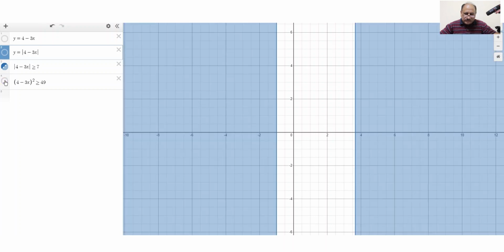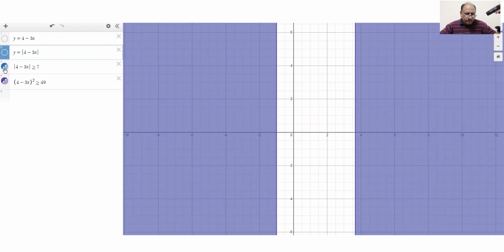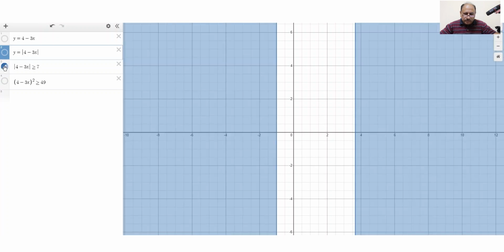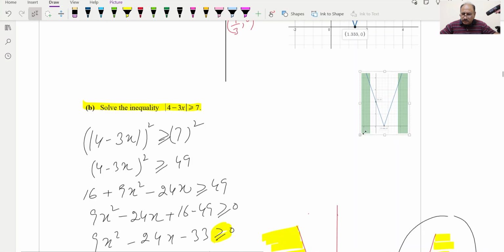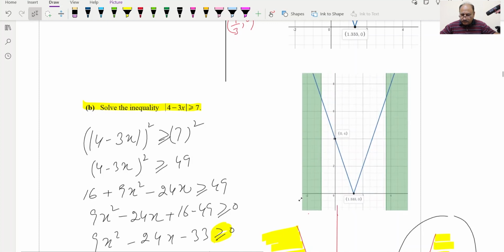This one is the same area covered by this. If I deactivate this mod portion, this will be the lower portion which is the square one, and if we activate the mod portion, this is the same area being shaded by this one. So these two equations result in the same area, which I have shown over here as well. You can see this is the same shading. This part will be x less than or equal to minus 1, and this part will be x greater than or equal to 11 by 3.